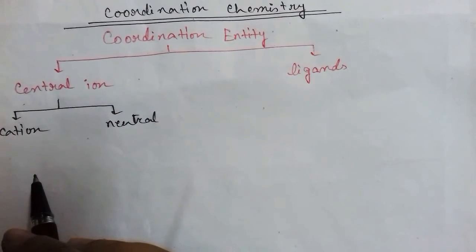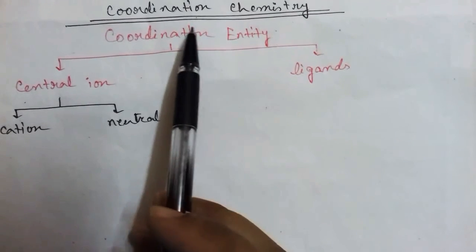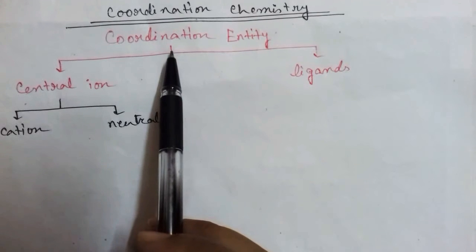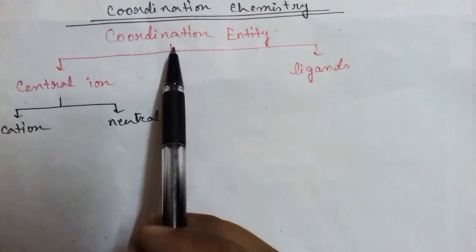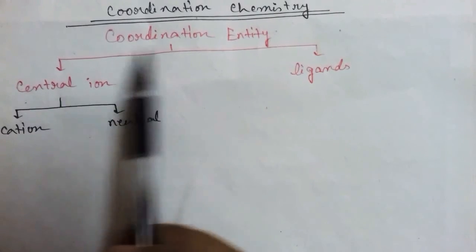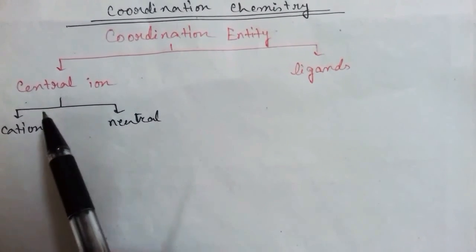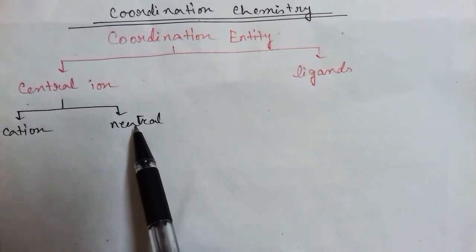Today we have come with our new video, Coordination Entity. We will continue our chapter Coordination Chemistry of class 12. Now, a coordination entity is a formation of two components, central ion and ligand. And the central ion can be of two types, cation and neutral.